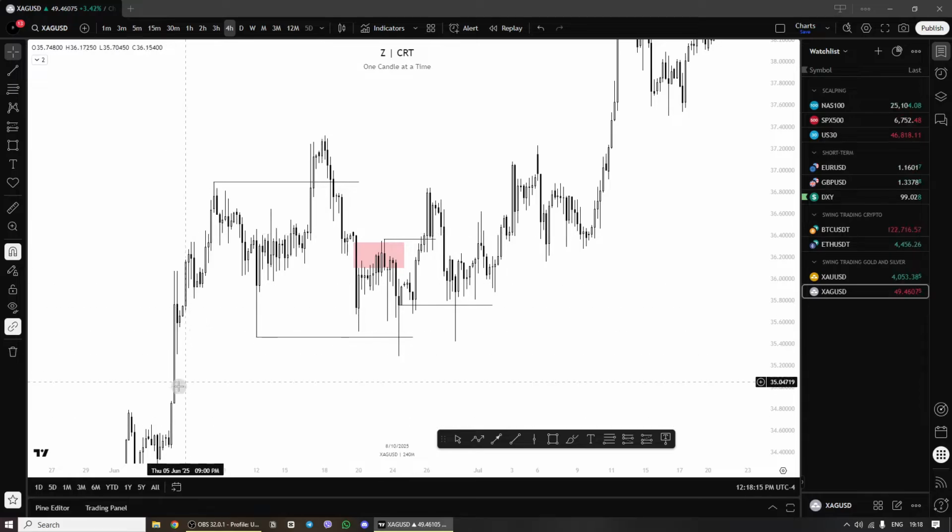Right here we might have a daily or weekly FVG. The price is sponsored by a higher time frame key level. We flipped the high that took the low. We disrespected a bearish array and we are respecting bullish arrays.